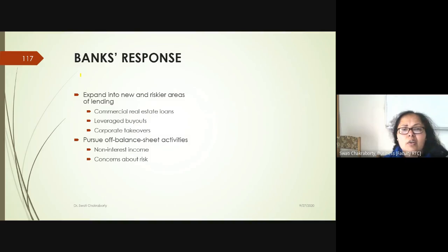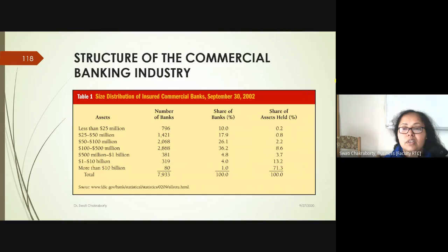So, how did the banks respond? They expanded into newer and riskier areas of lending, that is commercial real estate loans, leveraged buyouts, corporate takeovers. They pursued off-balance sheet activities, that is non-interest income, with concerns about risk. So see, this is the structure of the commercial banking industry as of 2002.